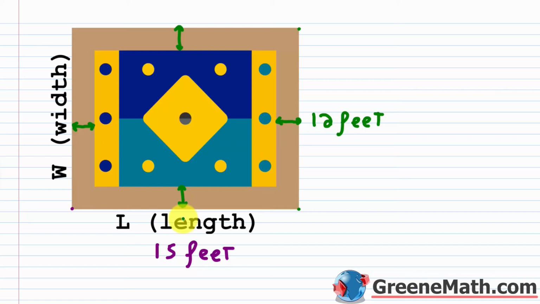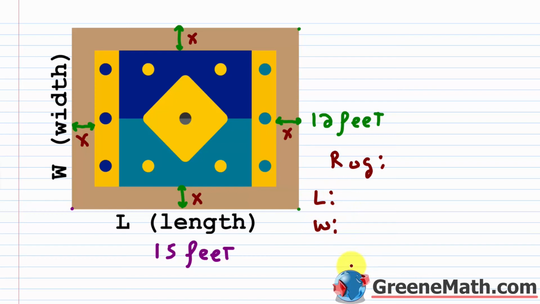So the key to this problem is letting a variable like x, or whatever you want to use, represent that uniform width for that strip of uncovered floor, okay? So I'm just going to say this is x, this is x, this is x, and this is x. Given the information that we have now, can you see how you would set up and find the dimensions of the rug? For the rug, we want to know the length and the width.